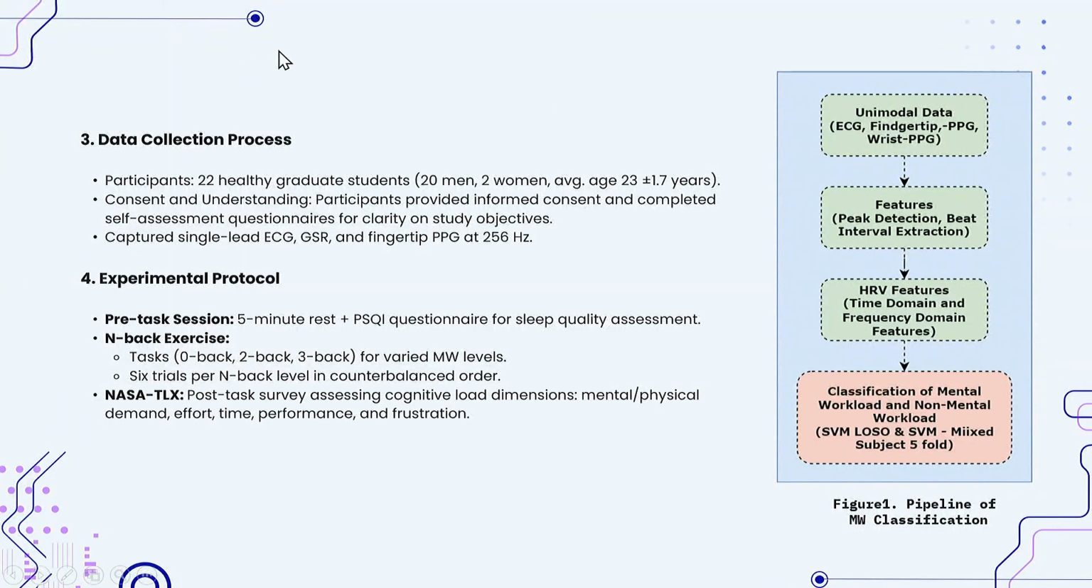For data collection, they took 22 participants where they captured their ECG, GSR and fingertip PPG at 256 Hz. For their experiment, they provided questionnaires to the participants, and also they took the N-back task. Basically, the whole dataset was collected on the N-back task, where participants were given numbers from lower level to higher level and higher level to lower level, and after that they were given questionnaires to detect their stress levels.